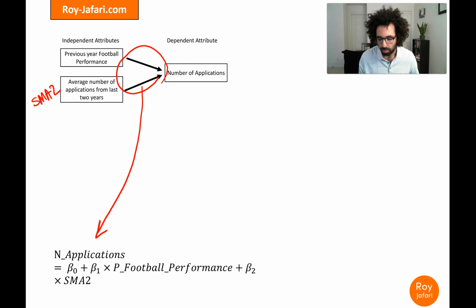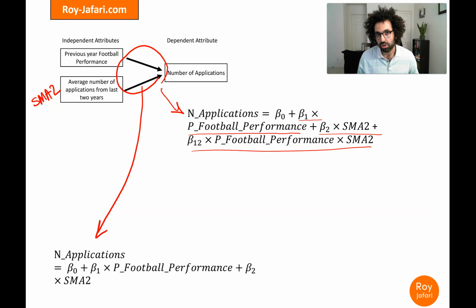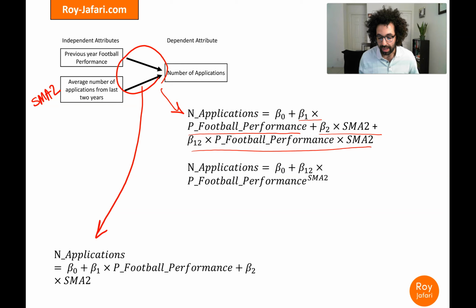We could have said, okay, maybe there is some nonlinear relationship here as well, right? So we could have said there is some nonlinear relationship. We include the linear terms, right? This is the first linear term, this is the second linear term, and this is the new nonlinear term, which is also the interaction between football performance and the simple moving average for 2 years. Or we could have just kept that interaction by itself and make it a little bit more complex nonlinear function.